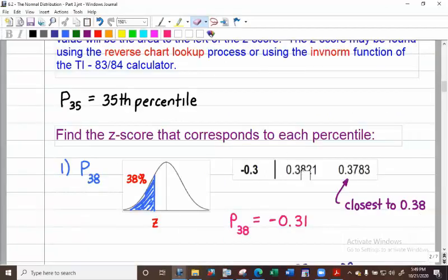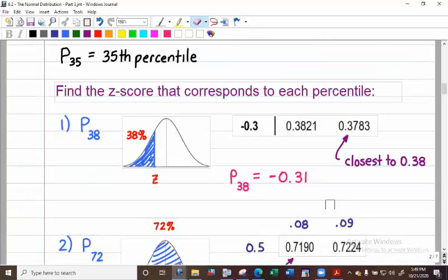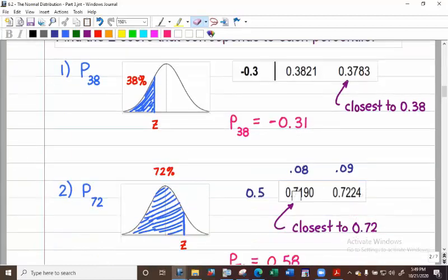So you see what I did right there. There are those two values, and so this is the closest. If the answer were two decimal places, we would pick 0.31. Of course, I'll show you this in the calculator in just a second. Same one. Next one is for 72.